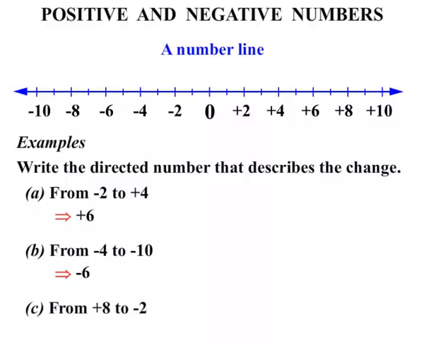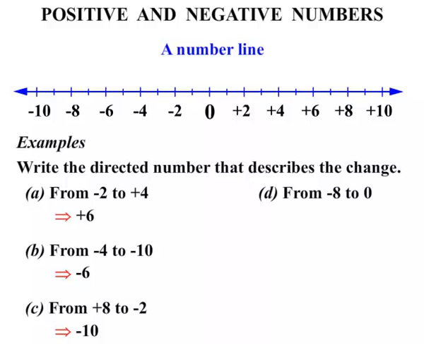What about from positive 8 to minus 2? So start at positive 8 and then to minus 2. Let's count the steps. 1, 2, 3, 4, 5, 6, 7, 8, 9, 10. We're going to the left, going to the negative positions, so we go minus 10.